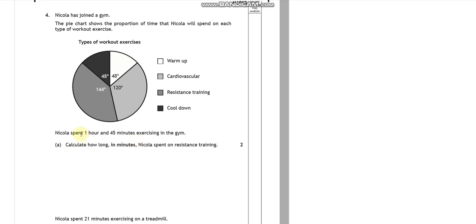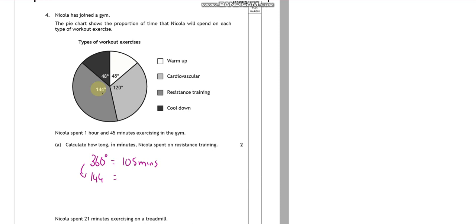But yeah, calculate how long in minutes she spends on resistance training. Okay, so she spends a whole lot of 1 hour 45. So for this, what you're thinking is 360 degrees are what's in a circle. 360 degrees are in a circle, and that is equal to 1 hour 45 minutes. So that's equal to 105 minutes. And then you're saying, well, I want to work out resistance training. So that's this one, 144. How do you get from there to there?